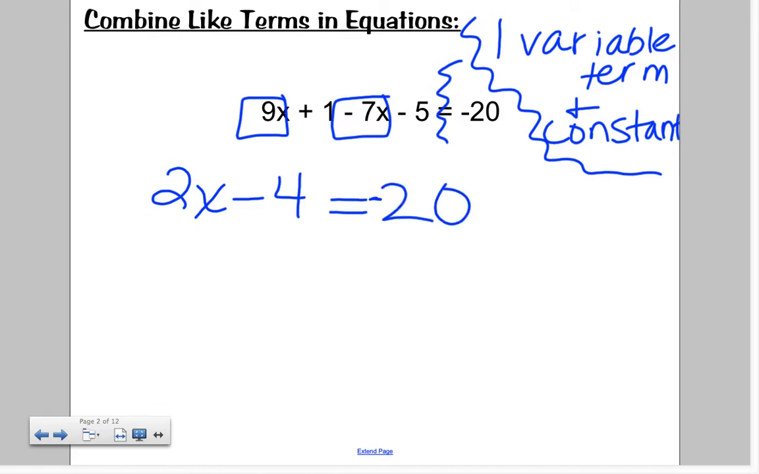Now, don't forget the negative is on the 20. Now, look at the sides. Look at our left-hand side. Now, are we okay? Do we have one variable term and one constant? That's the most we can have. We can have less than that, but we cannot have any more than that. We have at least one of each.